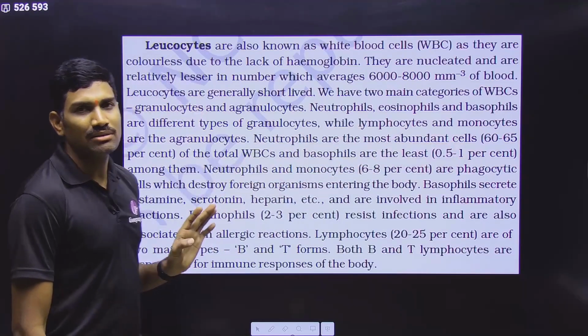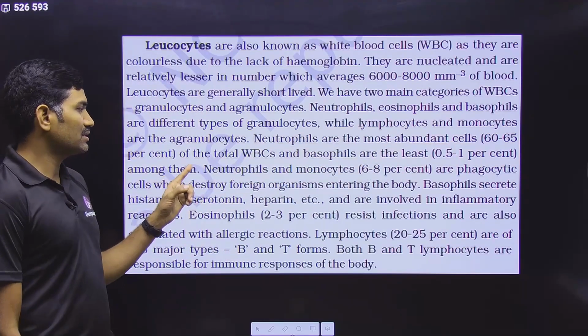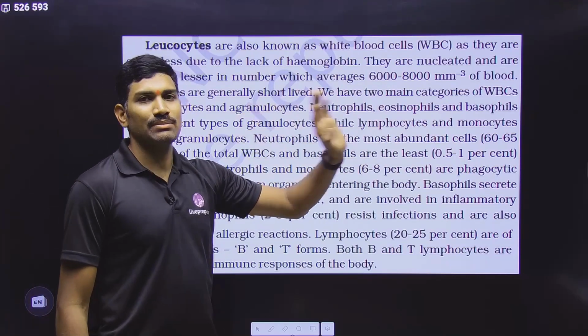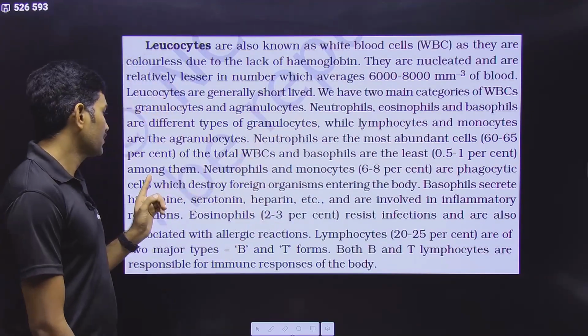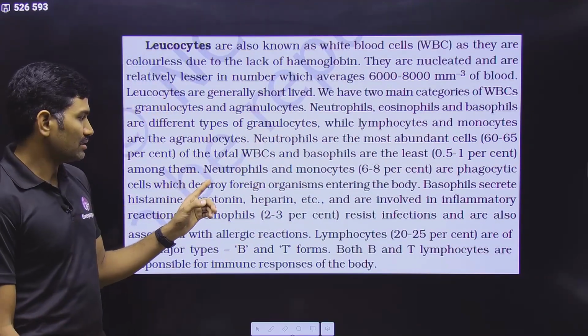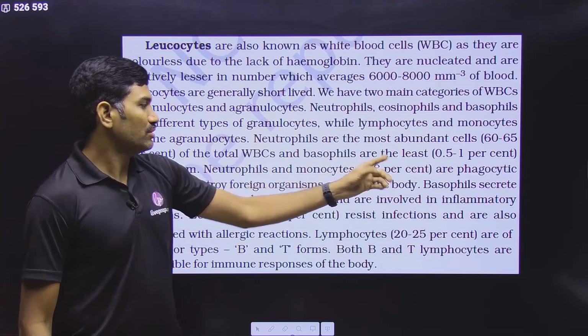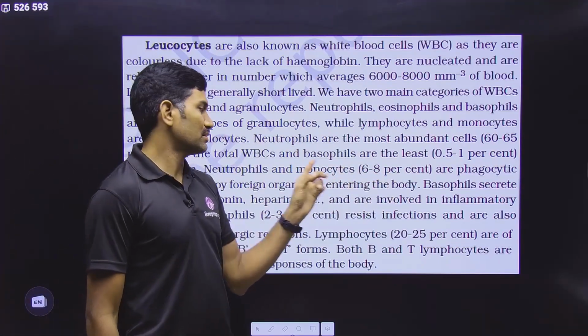Neutrophils are most abundant. Their percentage is 60 to 65% of the total WBCs, and basophils are the least abundant, just 0.5 to 1% of the total WBCs. Next one. Neutrophils and monocytes, both of them. Monocytes percentage is 6 to 8%.